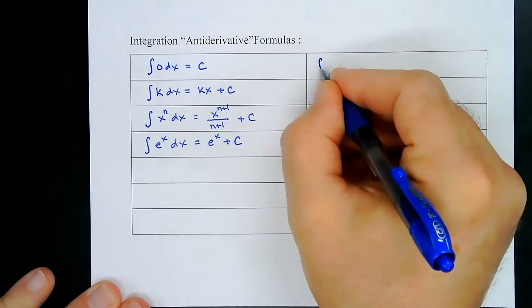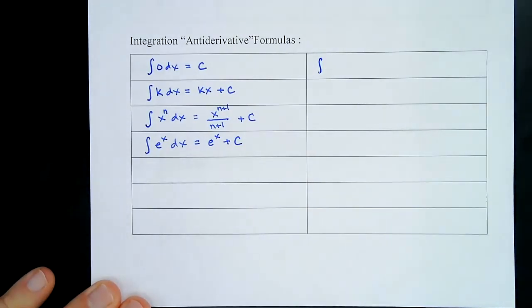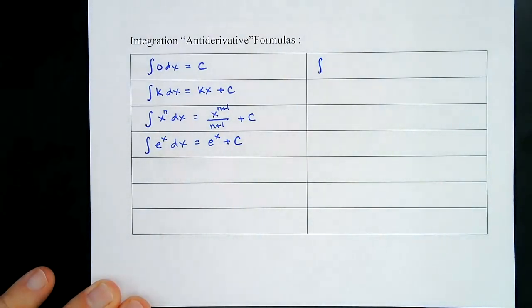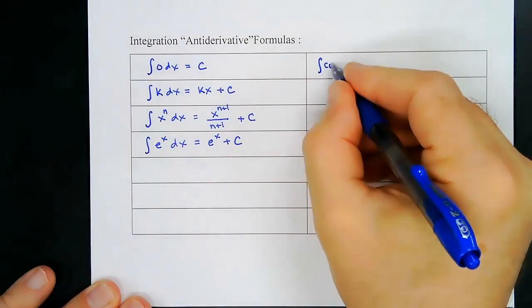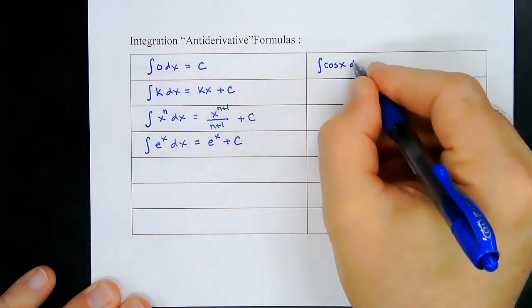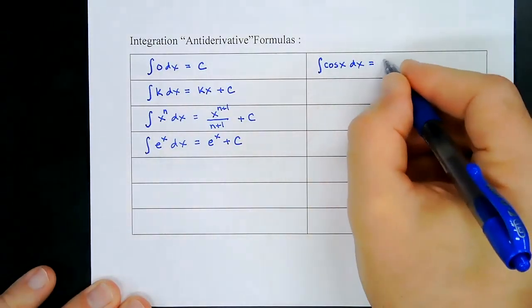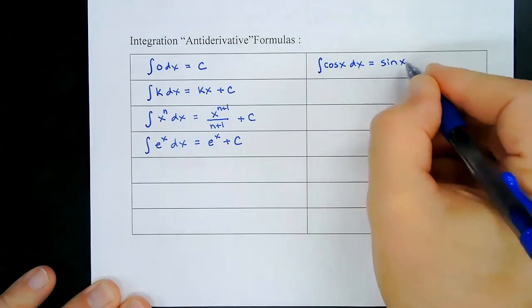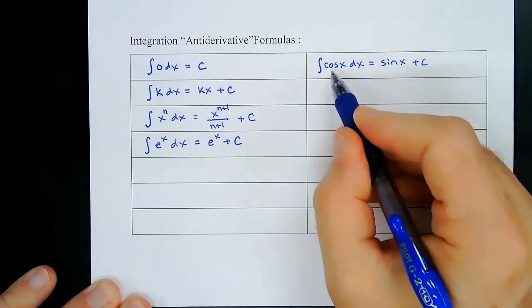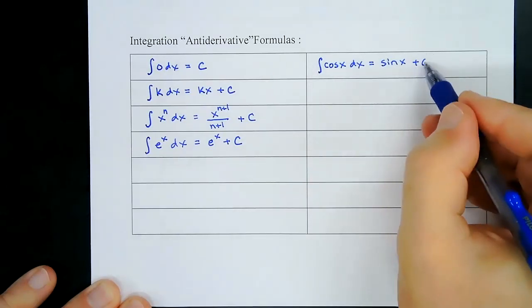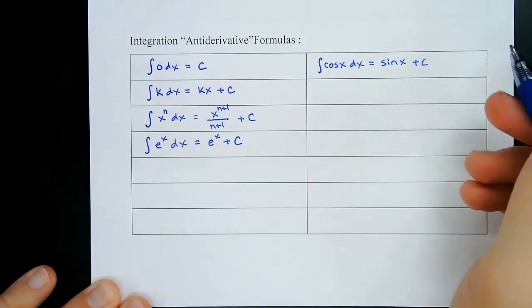I know if I take the derivative of sine x, that would be cosine x. So that would mean the antiderivative of cosine x, or the integral of cosine x, would equal sine x. So the integral of cosine x dx is equal to sine of x plus c. Why? Because if I take the derivative of sine x, I get cosine x. And if I take the derivative of a constant, I get 0.